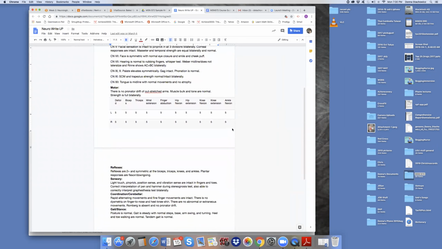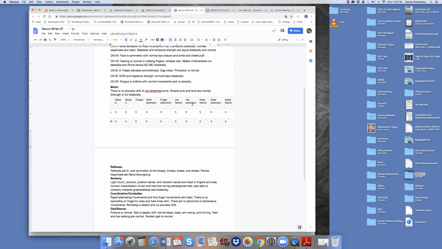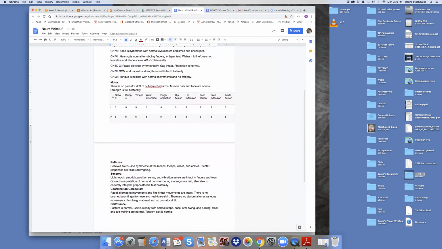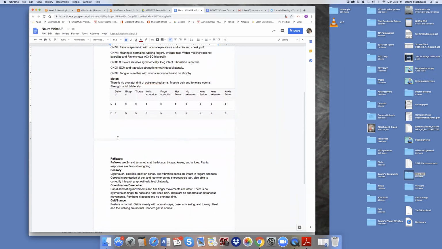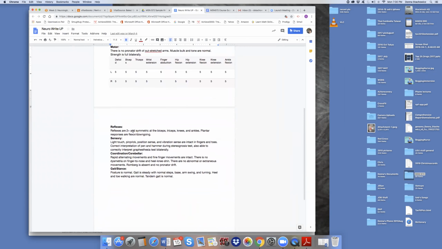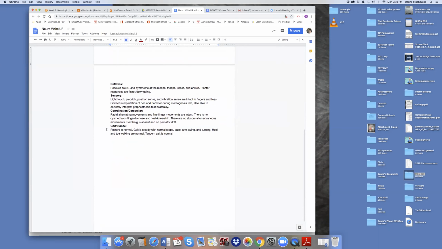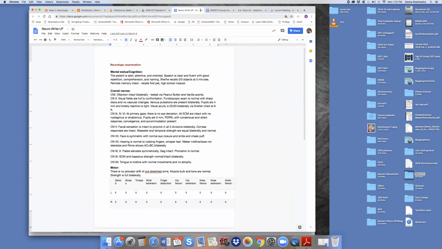You do not have to do a chart like this. You can write out, simply make a statement. Deltoid, biceps, triceps, all tested 5 out of 5. Hips, abductors, 5 out of 5. Quadriceps and hamstrings, 5 out of 5. Because see, this is different than what you have to do anyway. This is just an example from the internet. The reflexes, you have to say what reflexes you checked. Sensory, coordination, and gait. Okay, so that's an example of a perfect note.